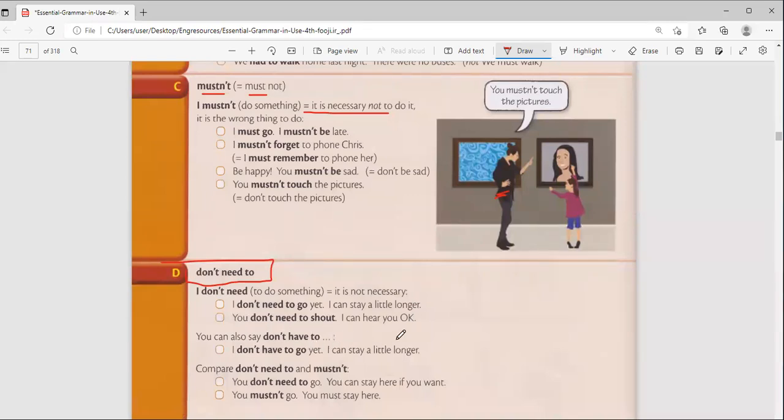You can also say don't have to. They're the same, by the way. You don't have to go. You don't need to go. They are the same. In fact, they are the same.